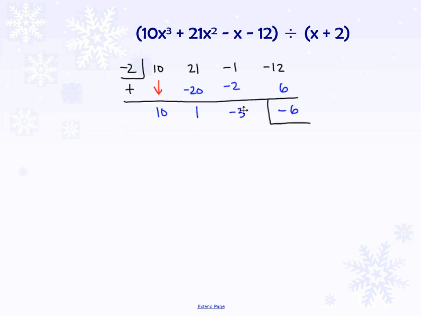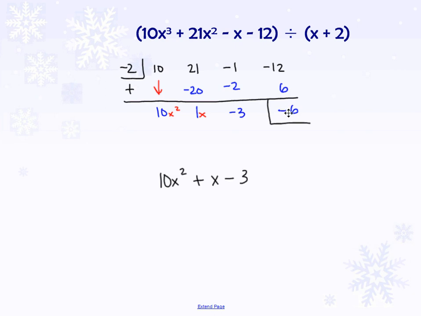Degree of 0, so that's your constant. Degree of 1. Degree of 2. So now I'm ready to rewrite my final answer. I have 10x squared. This x is positive, so I have plus x. This one is negative, so I have -3.